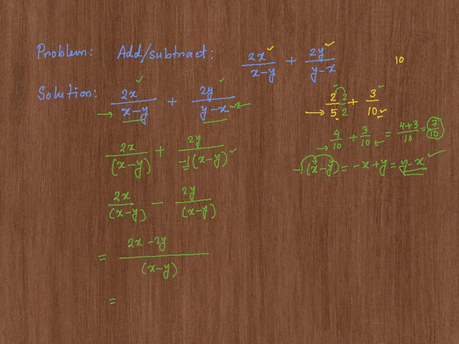I could factor out a 2 in the numerator, so that's going to give me 2 times x minus y over x minus y. Now note that this x minus y cancels out. That gives me just 2. So if you add these two rational expressions, you get 2. The same 2. I hope that this discussion was helpful. Thank you very much.